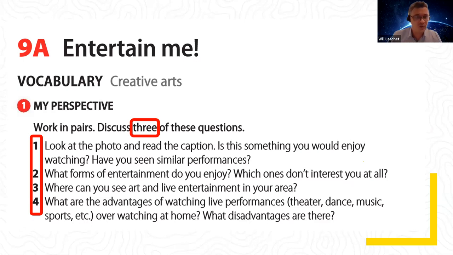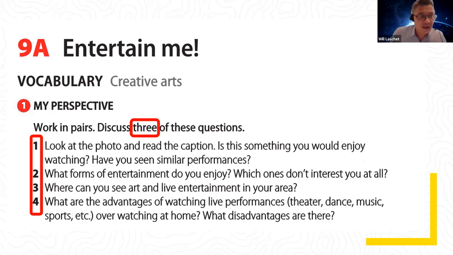If we look at question two, what forms of entertainment do you enjoy? This is talking about likes or dislikes. And if we make sure we always tell them they have to explain why, then they're going to be working on making justifications for what they like or don't like. So a different skill being practiced there.